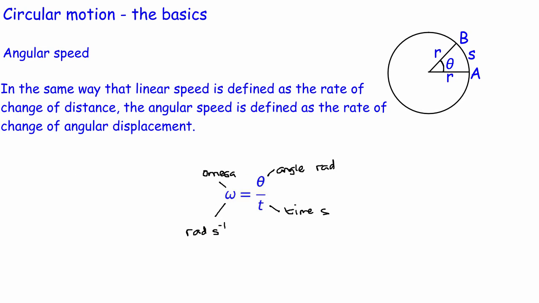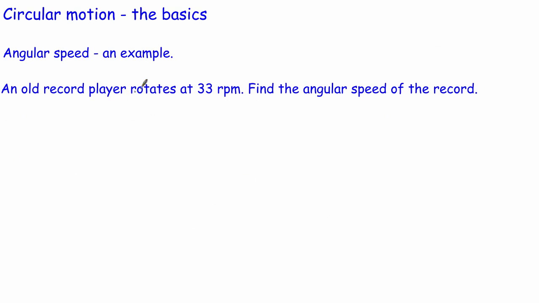So let's do a little example. We've got an old record player. It rotates at 33 RPM. I want to find the angular speed of this record. So the first thing I need to do is know what RPM means. RPM means revolutions per minute. In other words, how many times it goes round once per minute. So this thing is going around 33 times every minute.